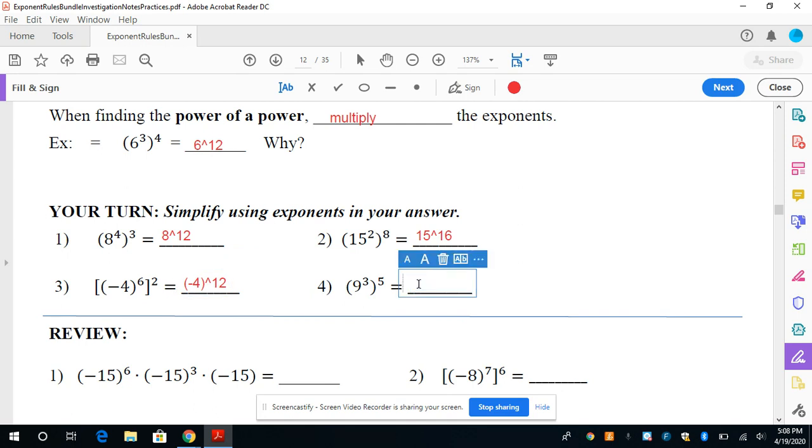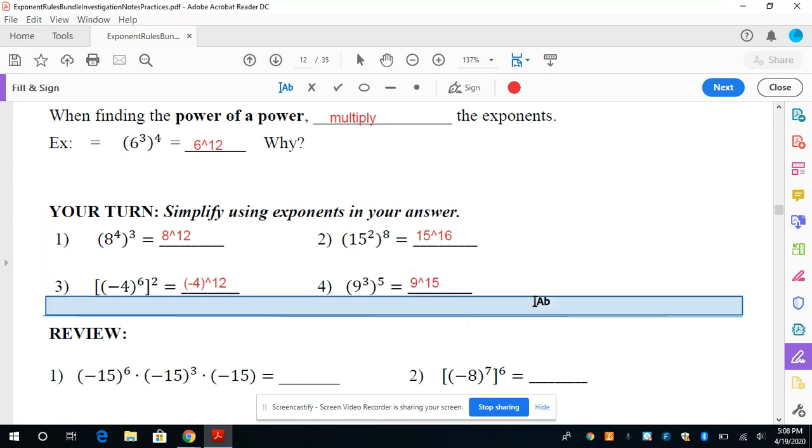You're basically multiplying more of the negative 4s or the 8s or the 15s, whatever is our base. And then we have 9 raised to the power of 15, right? 3 times 5. Okay.